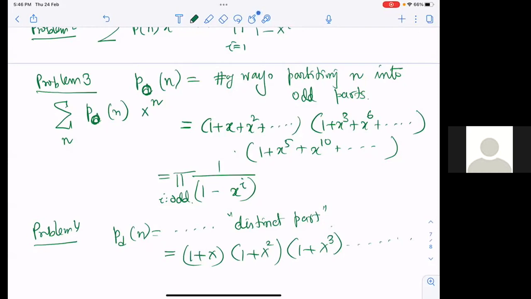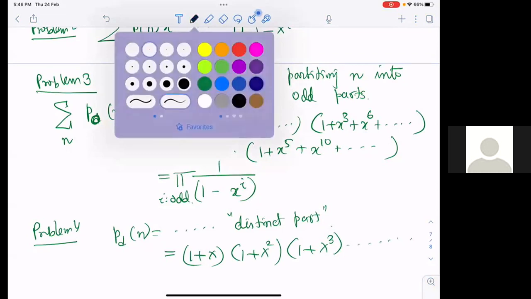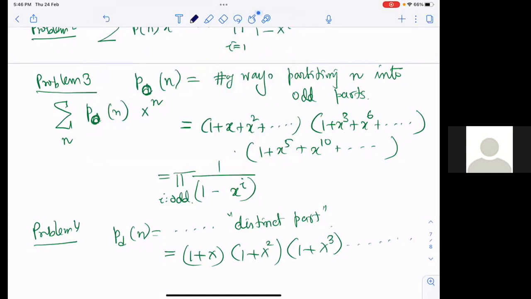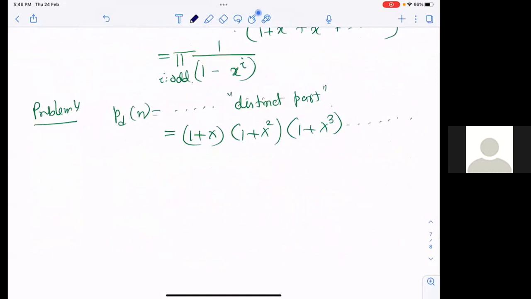Okay, so good. After all these simple things, let's move to something a little bit more complicated. Any doubt or any problem you are facing? So here is some advanced problem.